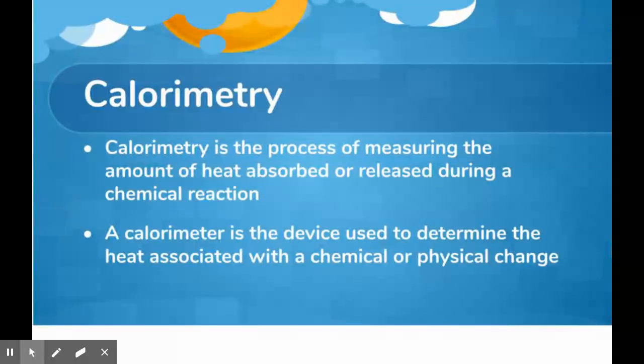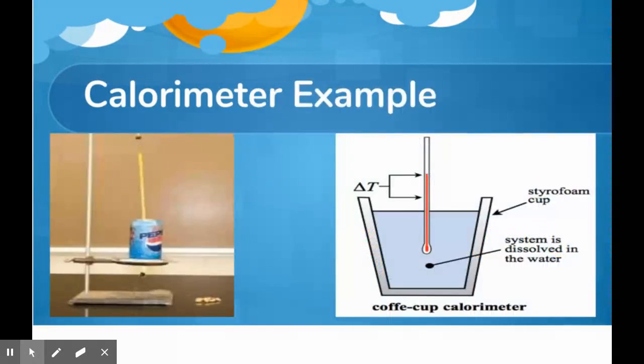Calorimetry is the process of measuring the amount of heat absorbed or released during a chemical reaction. So calorimetry is the actual process of measuring the heat. A calorimeter is the device you use to determine the heat associated with the change, whether it's chemical or physical. Here are a couple of examples of calorimeters.